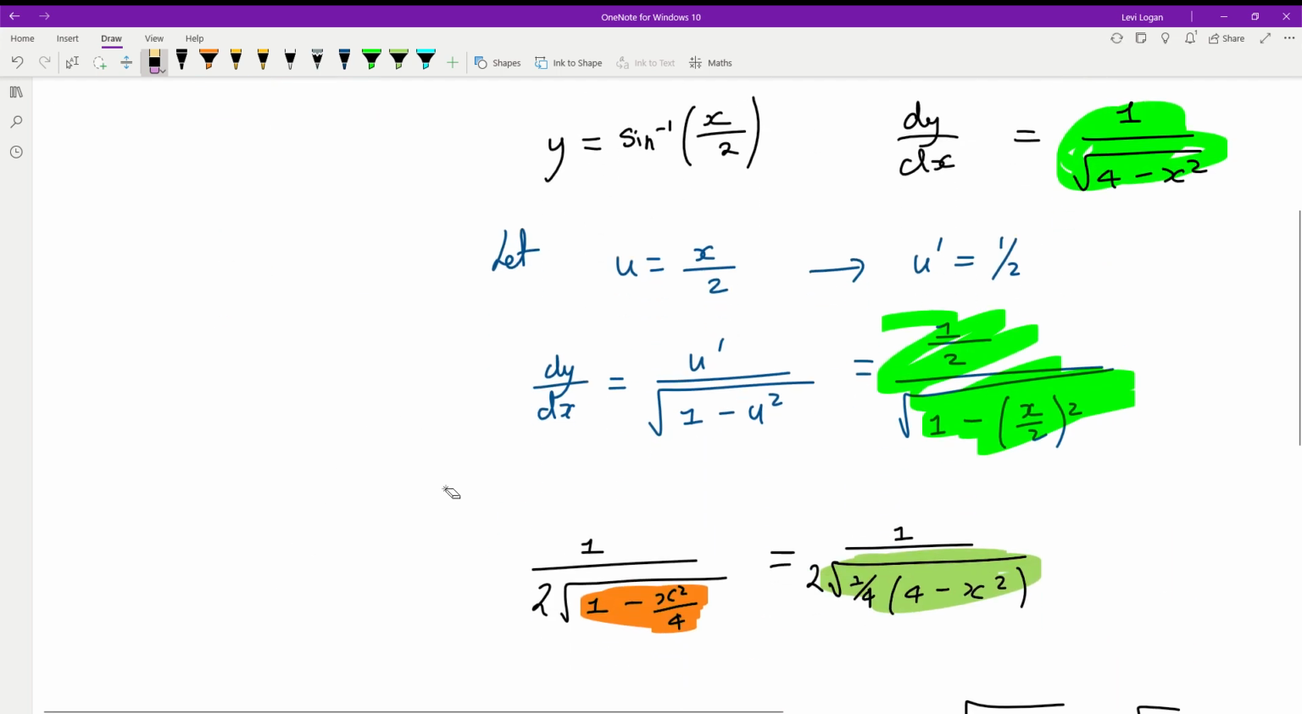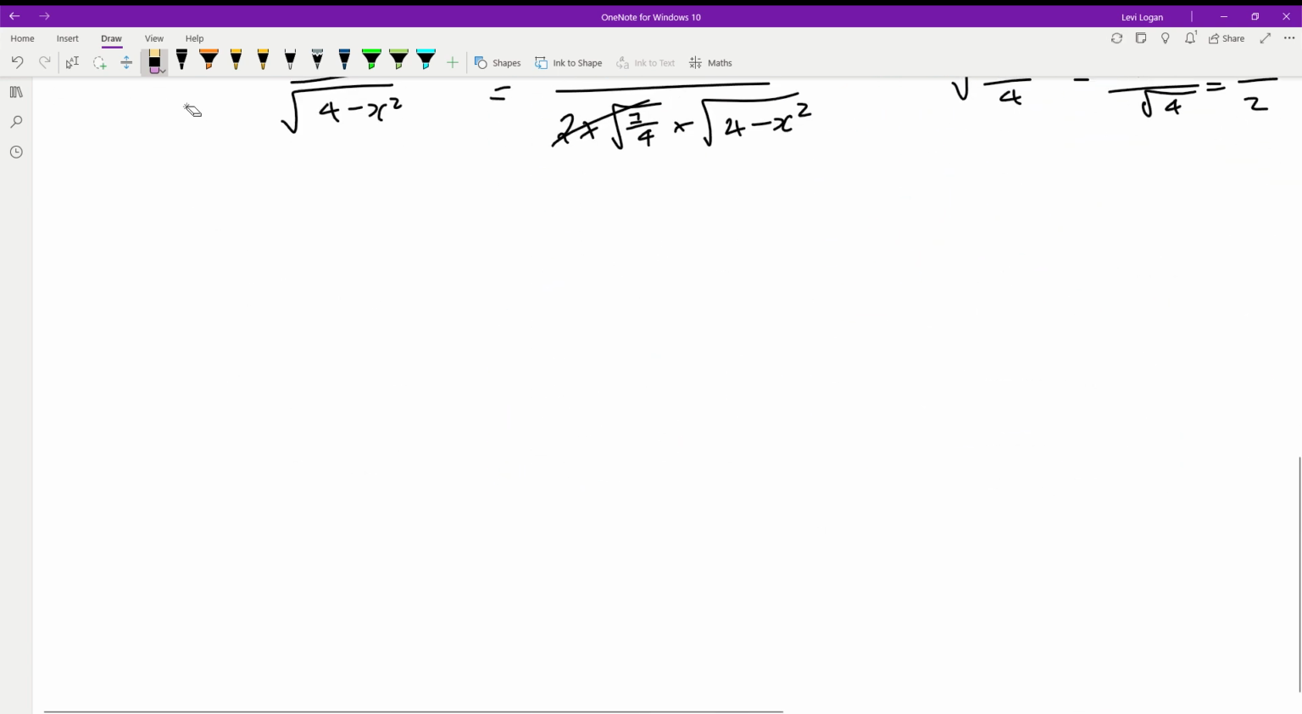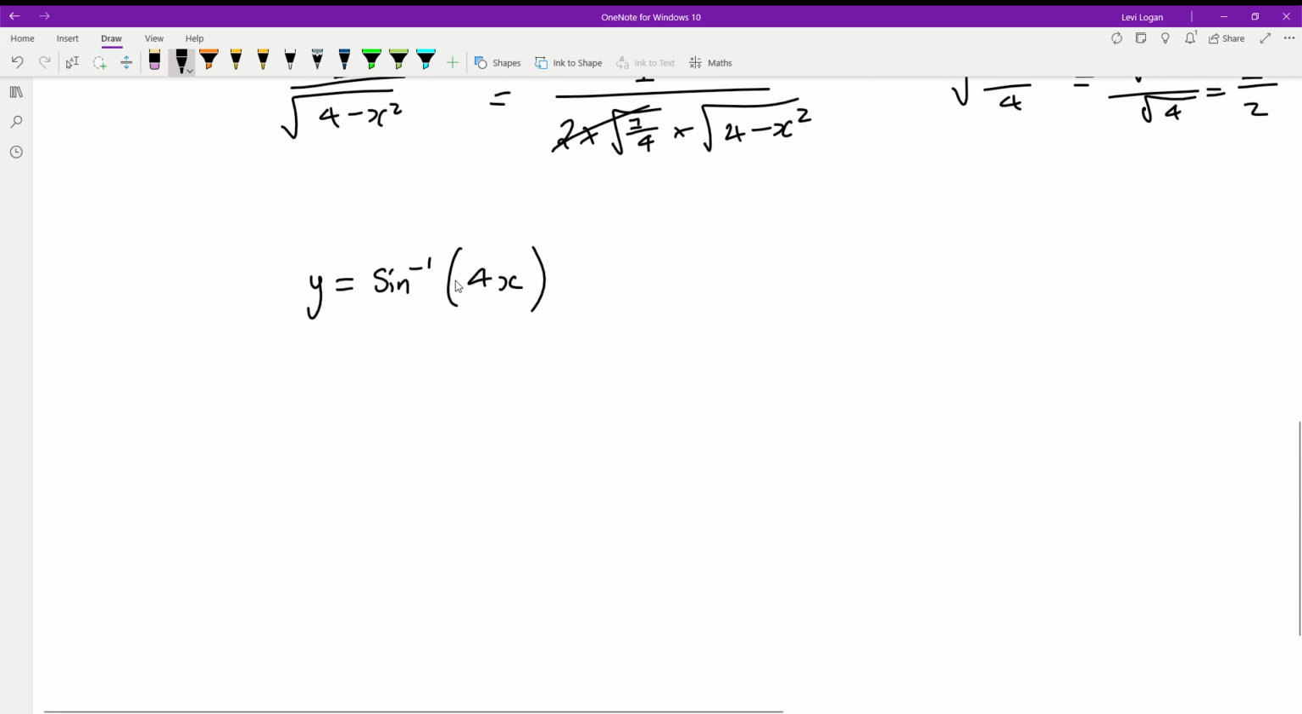What else should we do? We should do another example with the other one. So if we had y equals sine inverse of 4x, okay? This one you wouldn't be able to use using this table straight away, unless you do some substitution or change how 4x looks, okay?